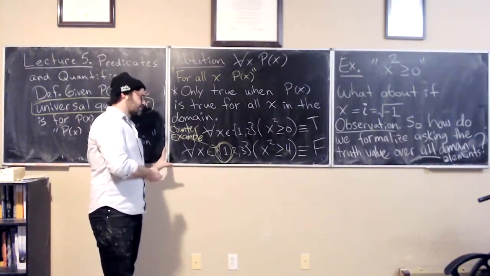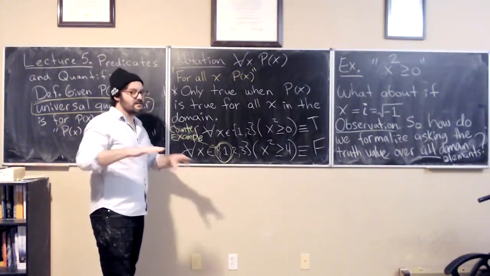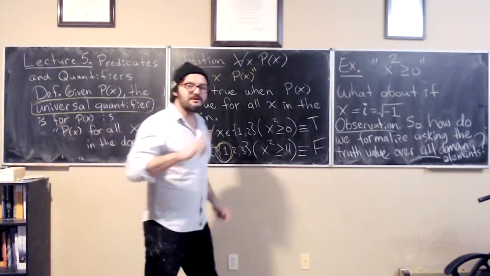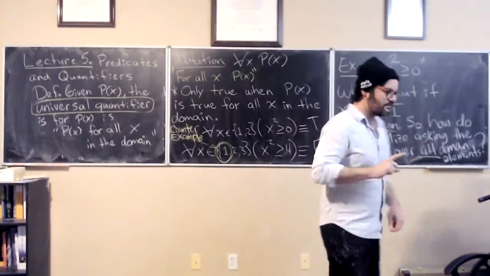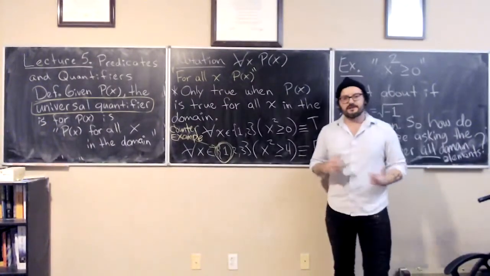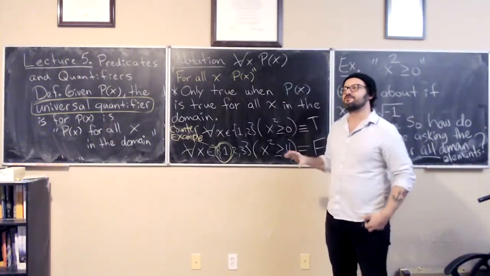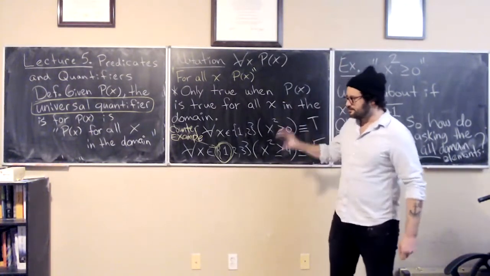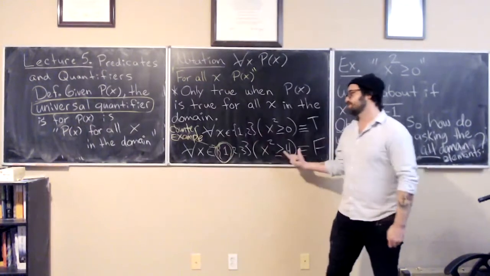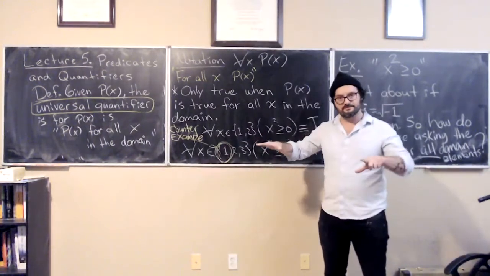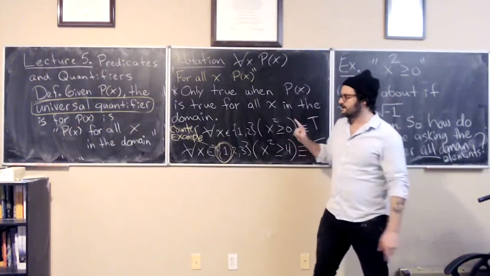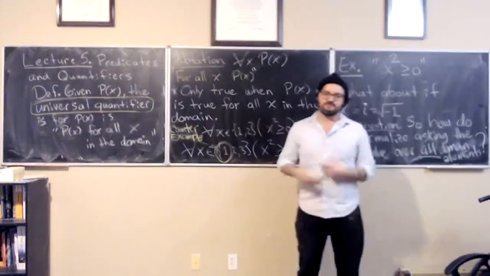To show that a universal quantifier applied to a function is false, again, you just need to show one counterexample. And in a sense, that's a proof that it's false. So I'll say it one more time. To show that a universal quantifier applied to a propositional function is false, to prove it, you only need to provide one counterexample that makes the thing false.